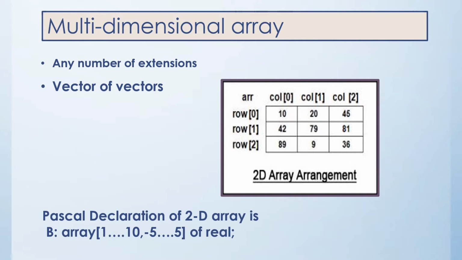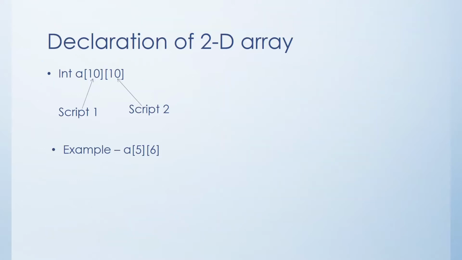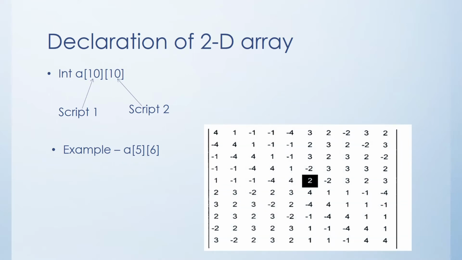Selection of an array component requires two subscripts for each dimension. In C, 2D array is declared as int a[10][10]; and component is selected using two subscripts. For example, a[5][6] selects the component at 5th row and 6th column.